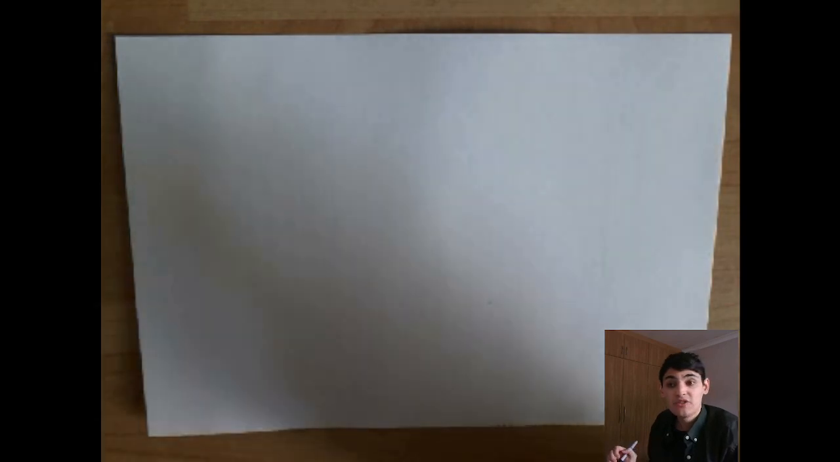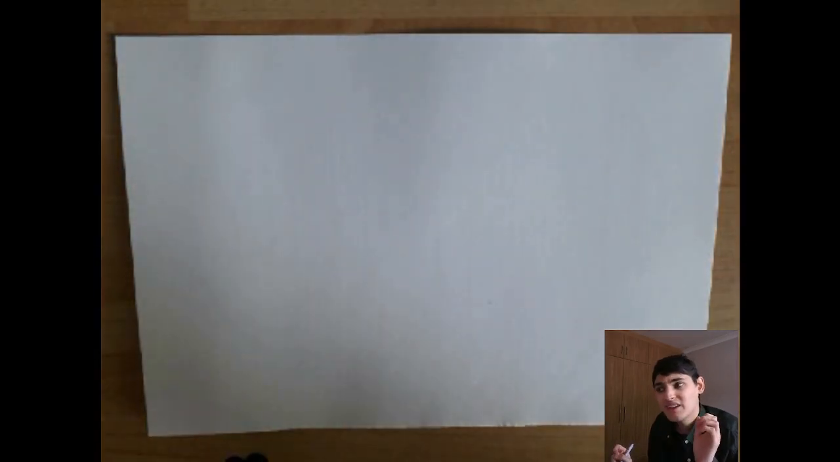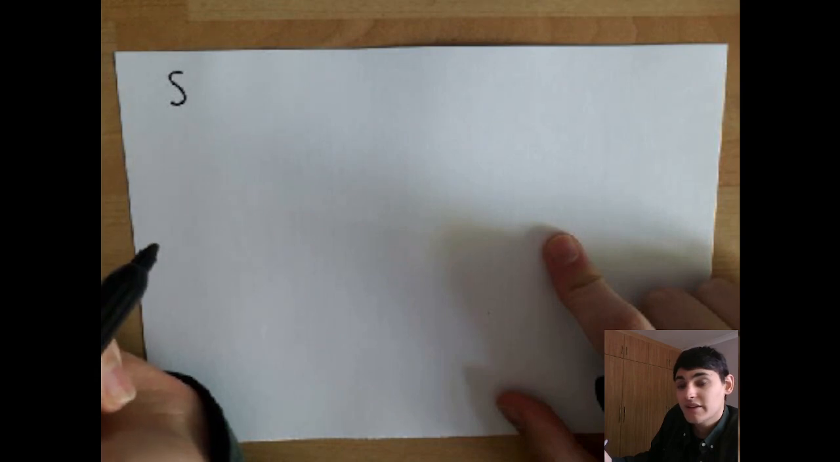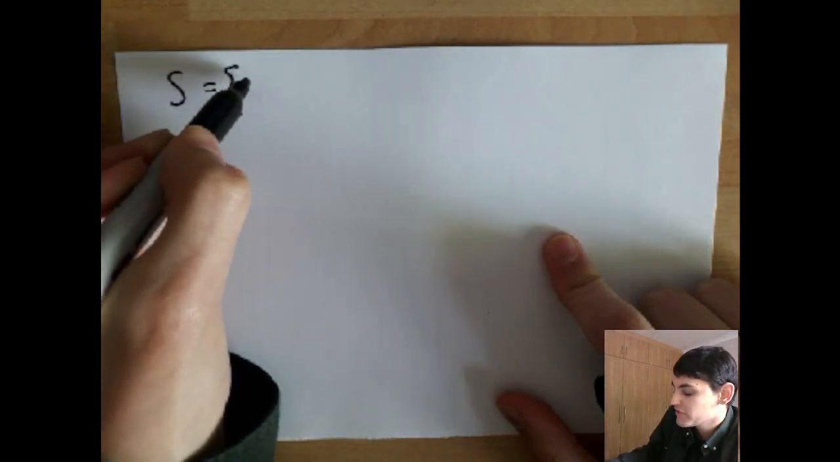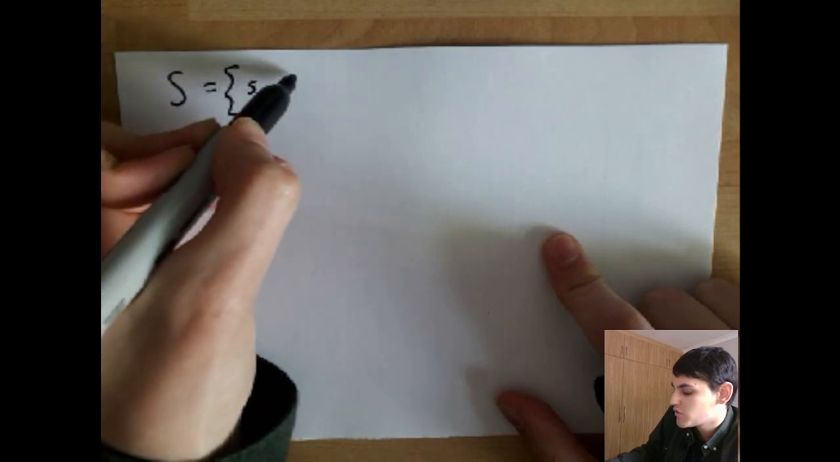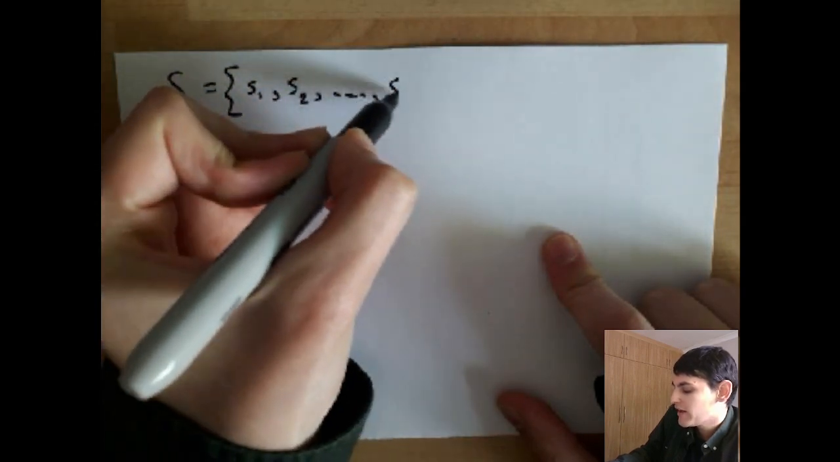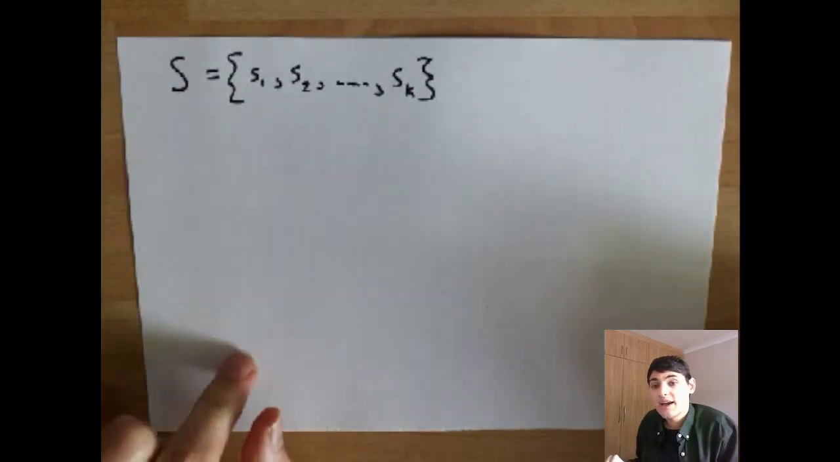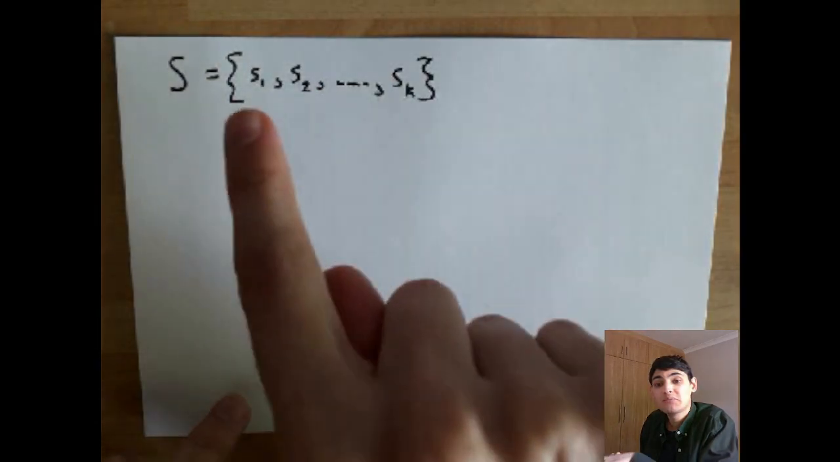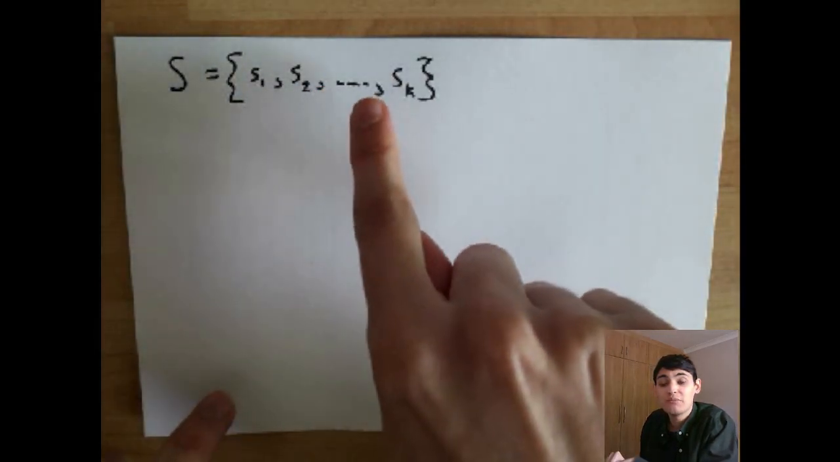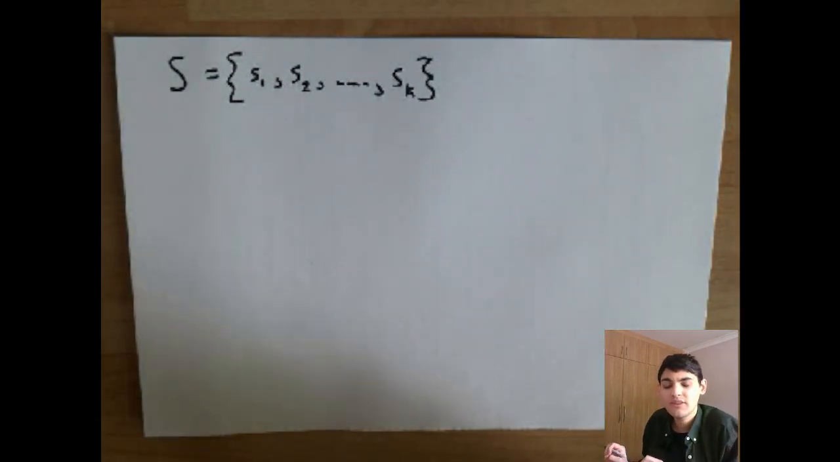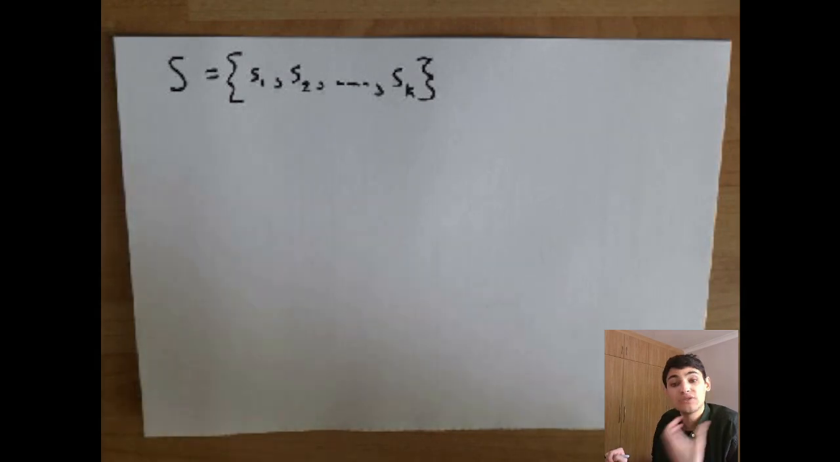Now let's talk about generating sets. So what's a generating set? Again, the name suggests that it's something that generates. We will call this set S, and S has a bunch of elements, which let's label as S sub 1, S sub 2, up to S sub k. What this means is that if you take the product of any number of these elements, then you would end up getting the entire group.